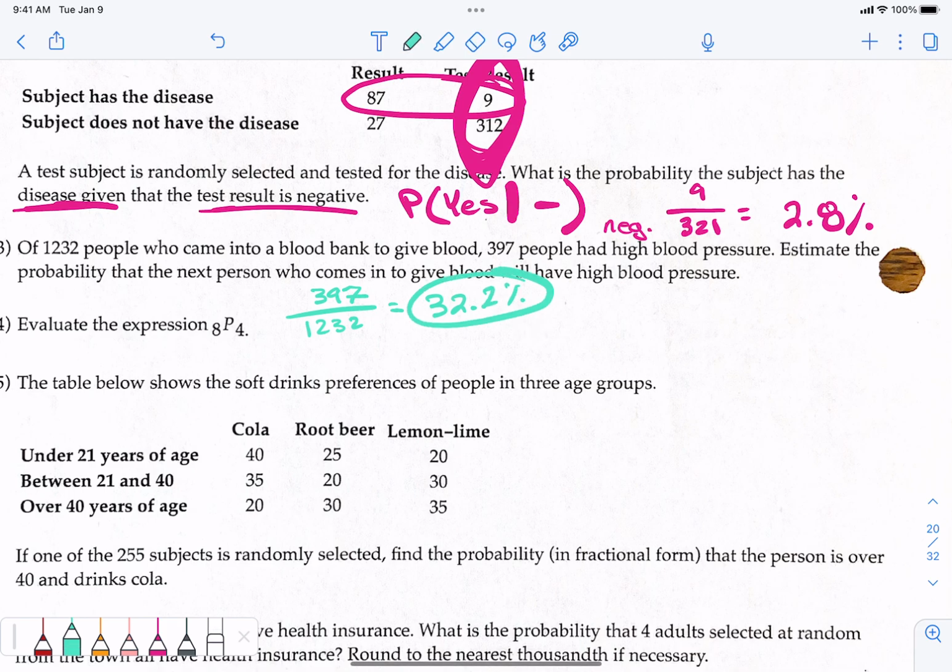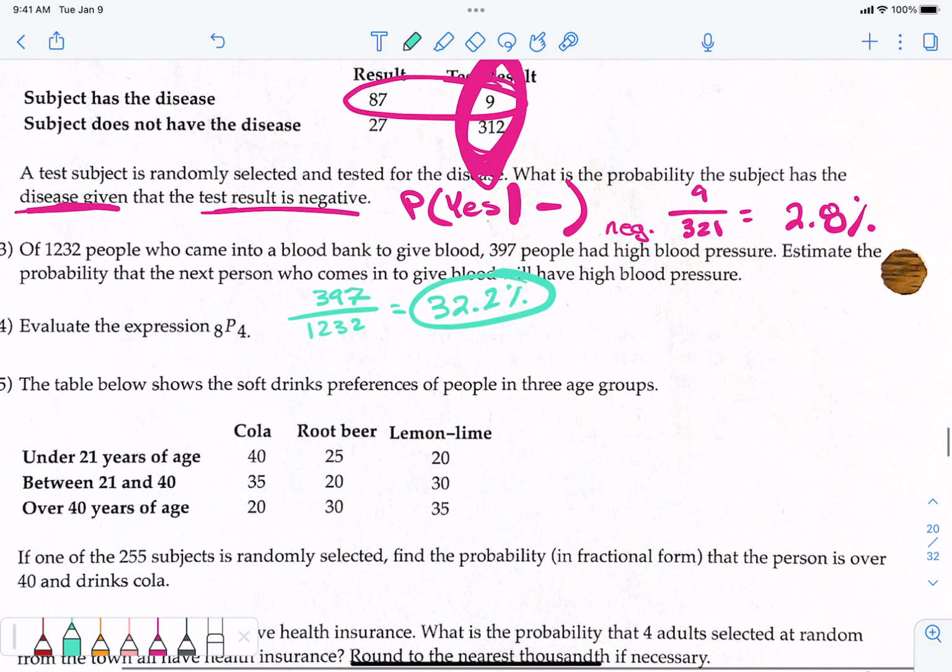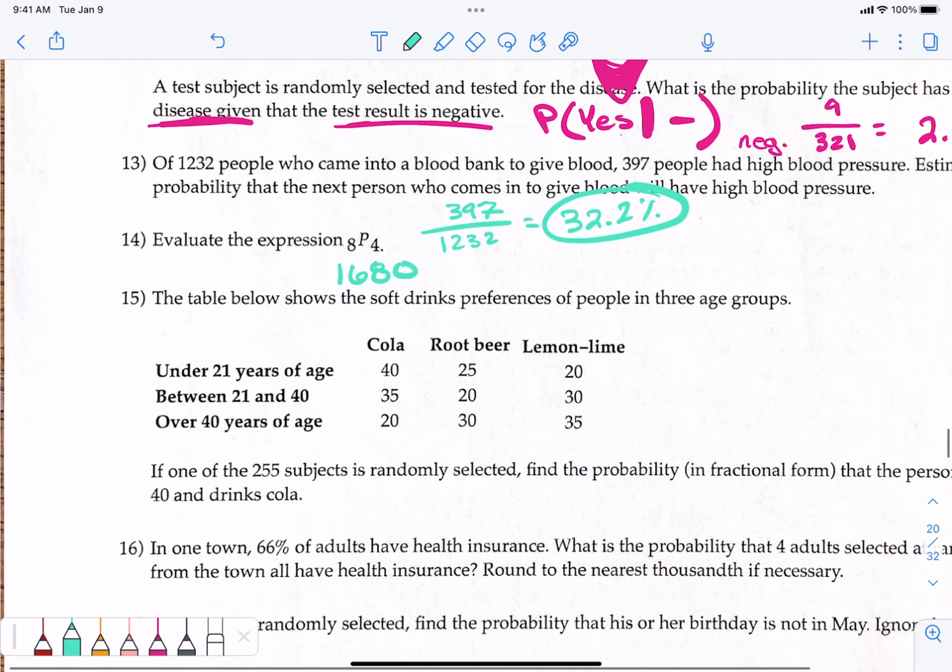There you go. 32.2%. Okay, what is 8P4? 1680. What's P mean? Permutation, which means the order matters. So I had 8 total, and I am choosing 4 of those, and the order in which I choose them matters, right? 8P4 is 1680. That's a lot of different ways I could choose 4 out of 8 people. That's like choosing first, second, third, fourth out of 8.